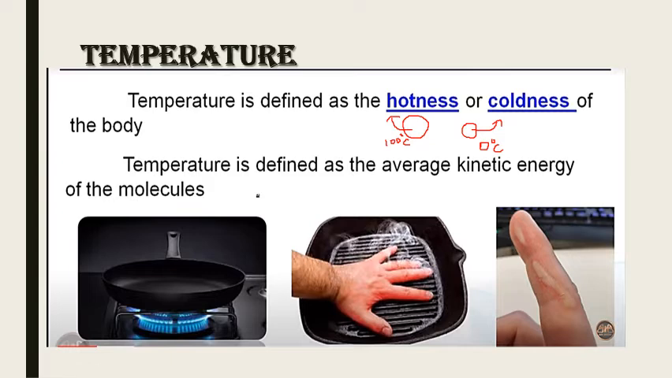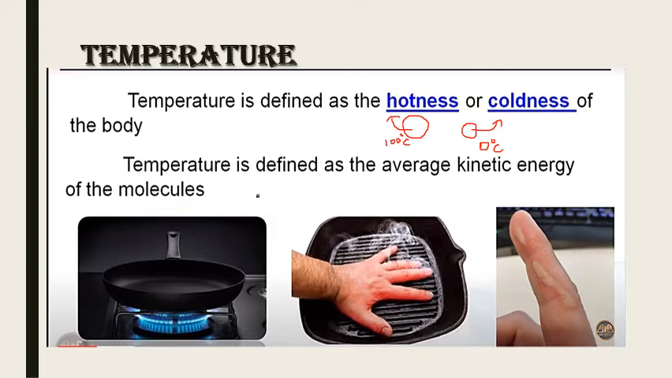Now you can see, if you take any object at 100 degrees centigrade, it is in a state of hotness, which is also called temperature. Or you can take another object for coldness, 0 degrees centigrade, which is also called temperature. This is the simple definition: temperature is defined as the hotness or the coldness of the body. The real definition is that temperature is defined as the average kinetic energy of the molecules.